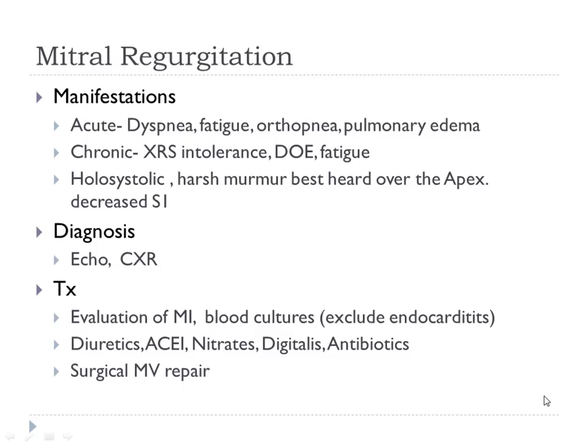So it's going to be holosystolic. So you hear it throughout systole, and it's going to be about the same volume the entire time. It's not going to get loud and soft. So just remember, holosystolic. Heard during all of systole. Again, best heard over the apex because that's the mitral space.